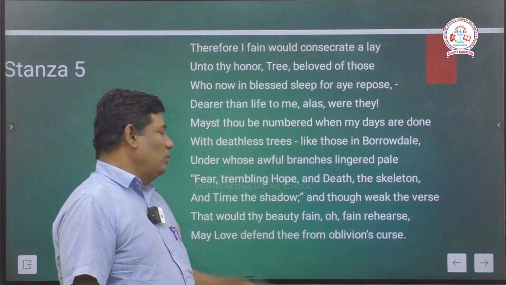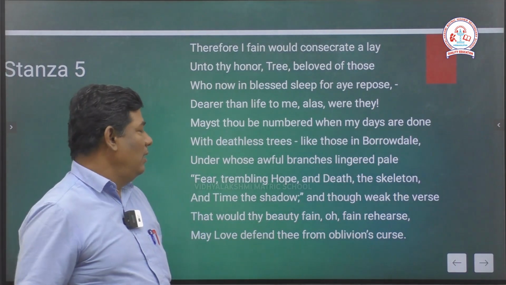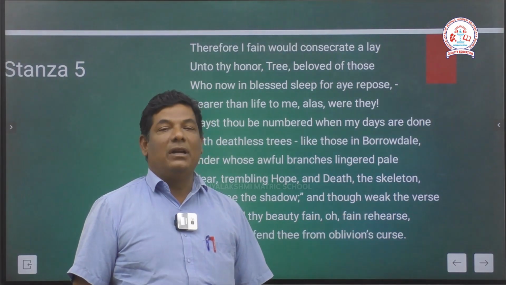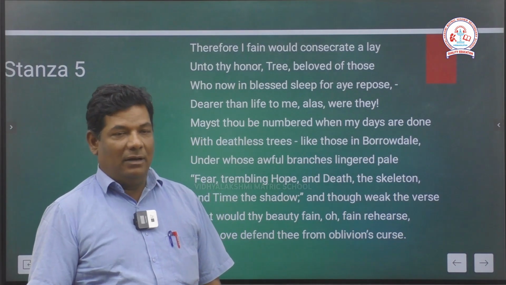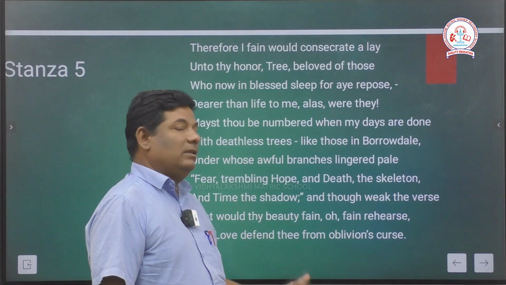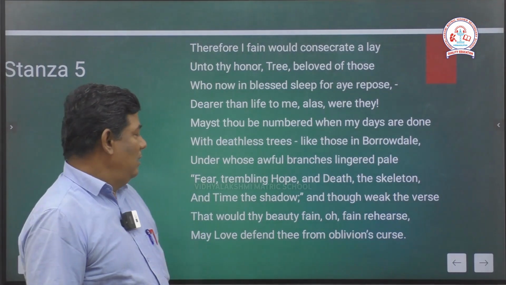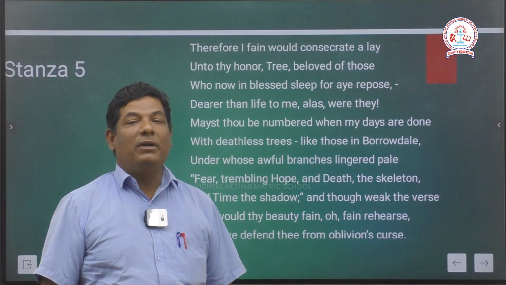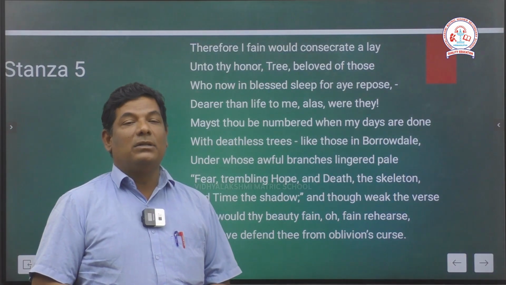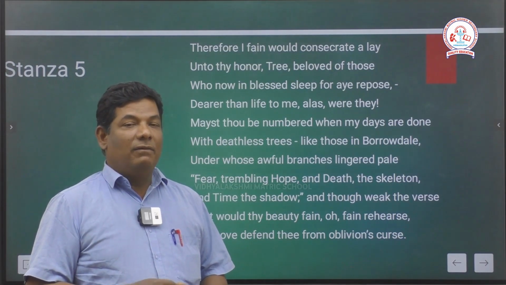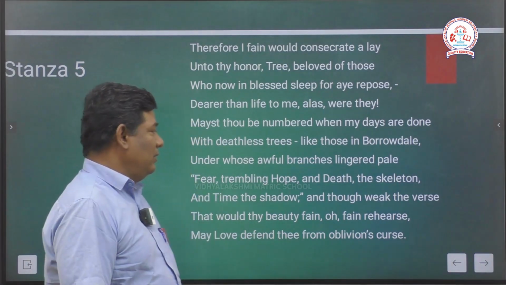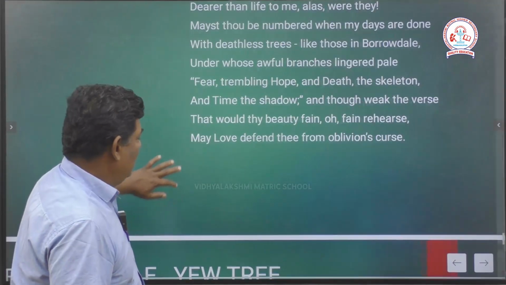That would die beautifying. That appearance of the tree is rehearsed. It means reappears again and again. Finally, she prays that may love defend the tree. The means tree. Tree from oblivion curse. Oblivion curse is forgetfulness. People suffer from forgetfulness. The world is suffering from forgetfulness. My love will defend, will protect, will safeguard this tree from oblivion curse. This is what the poet is telling this.